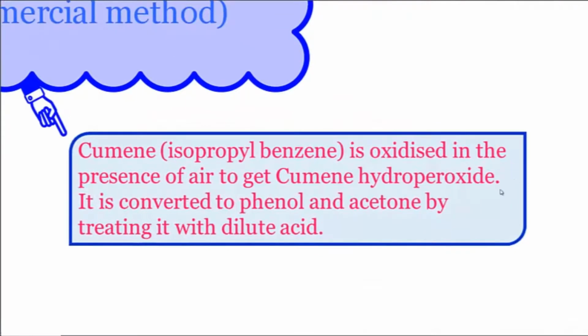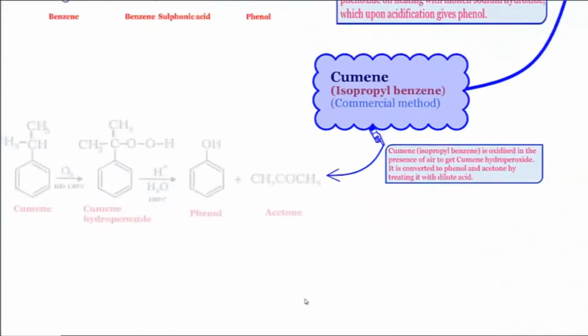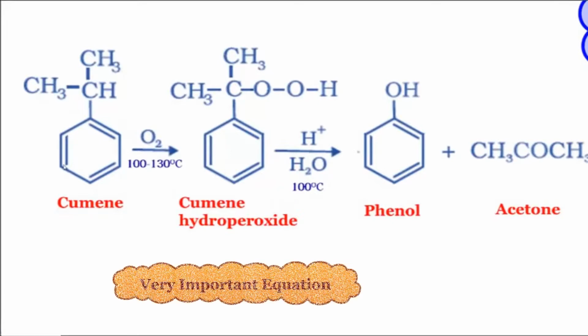Now let's look into the process. Cumene is oxidized in presence of air first to obtain cumene hydroperoxide. Cumene hydroperoxide is then acidified with dilute acid to obtain phenol and acetone. Now let's look into the reaction equation which the students are expected to write. Cumene, that is isopropyl benzene. Let's have a look at the structure. Benzene ring is attached with the central carbon atom C, which in turn is attached with 2 other methyl groups on either of its side. Therefore, this structure we call cumene or isopropyl benzene.